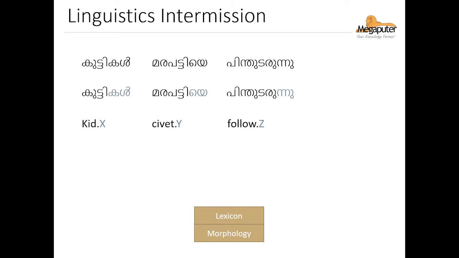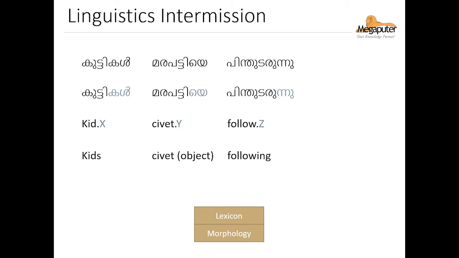This includes suffixes, prefixes, or any way you can change words to add information to them, like making cat into the plural cats, or play into the past tense, played. So in Malayalam, the first suffix here turns kid into kids, just like we have the suffix s in English. The second is an object marker, to tell us that this word is the object of a sentence. And the third tells us that the verb form here is following instead of followed or follows.